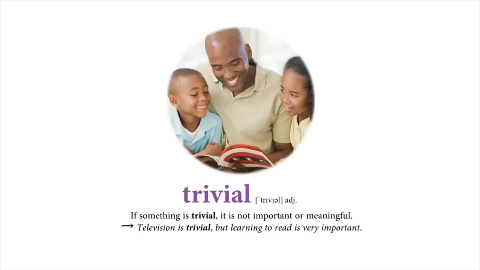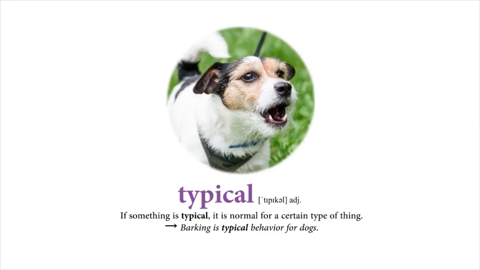Trivial. If something is trivial, it is not important or meaningful. Television is trivial, but learning to read is very important. Typical. If something is typical, it is normal for a certain type of thing. Barking is typical behavior for dogs.